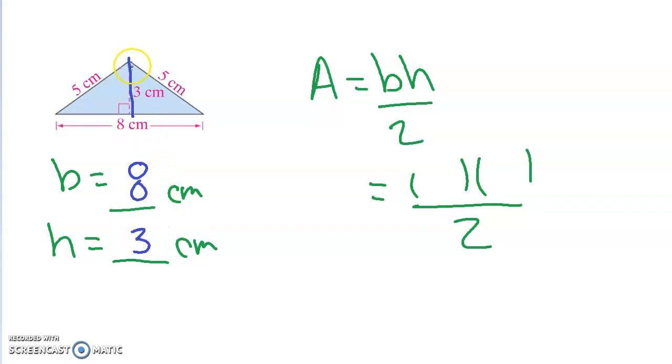Right? Why is this the height? Well, if you remember from last class, we talked about how the height is always going to be perpendicular to the base. So let's go ahead and plug these numbers in. The base is going to be 8 centimeters, and the height is going to be 3 centimeters. Can anything cross cancel? Yeah. In this case, the 8 and the 2 cross cancel, become a 4 and a 1. And all we have left over is 4 times 3, which is 12.